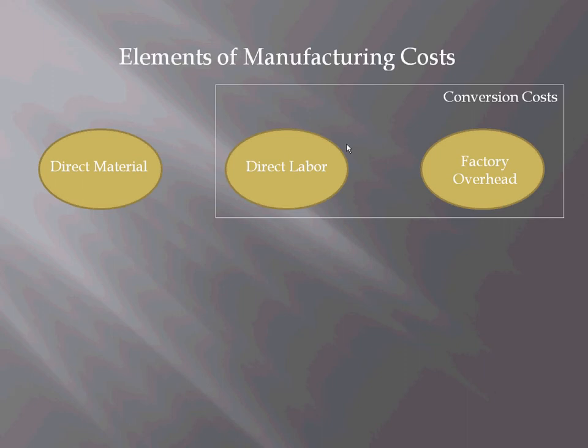Now, conversion, think of it, these two types of costs, they convert the direct material. So they're the costs that we incur to convert our direct material into a finished good. Just keep that in mind. These two costs are going to be kept separate at a later point.